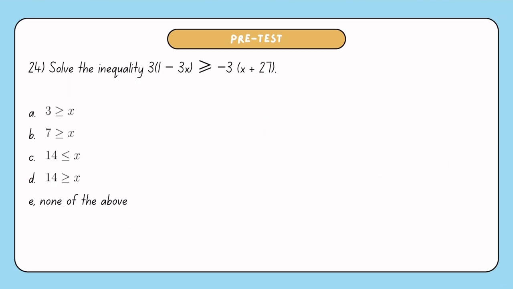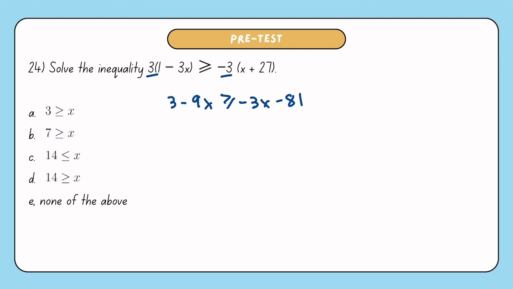Number 24. Solve the inequality 3 times 1 minus 3x is greater than or equal to negative 3 times x plus 27. So yung gagawin natin dito is similar lang din kung paano tayo magsasolve for x kapag equality yung problem. So una, distribute muna natin yung 3 and yung negative 3 to get 3 minus 9x is greater than or equal to negative 3x minus 81.